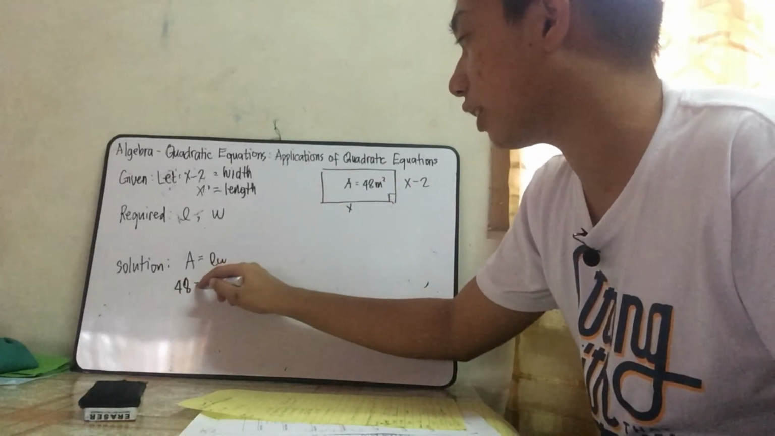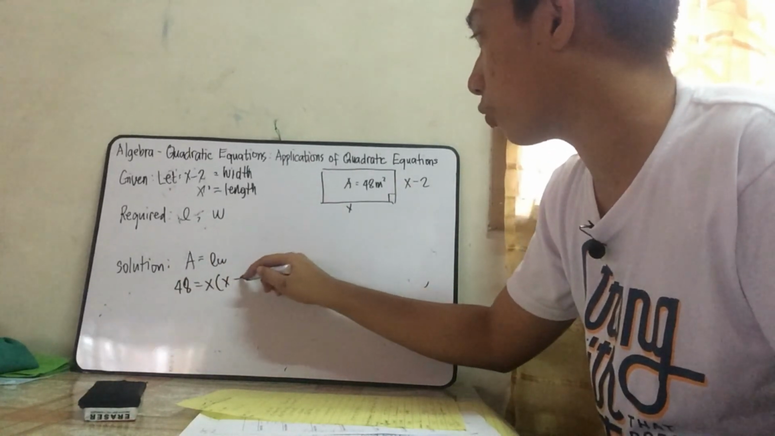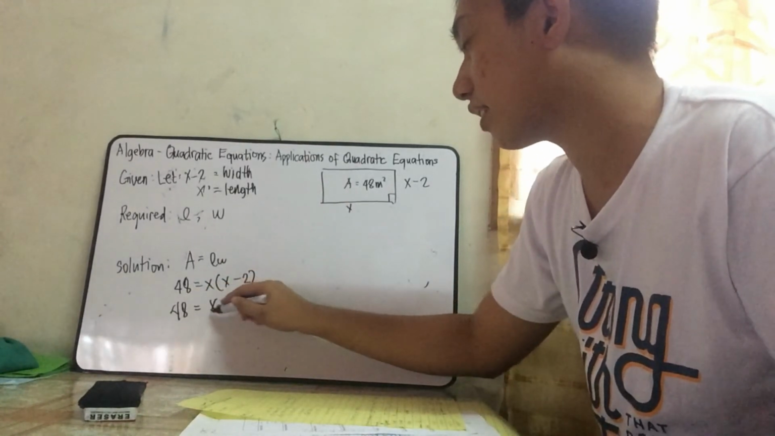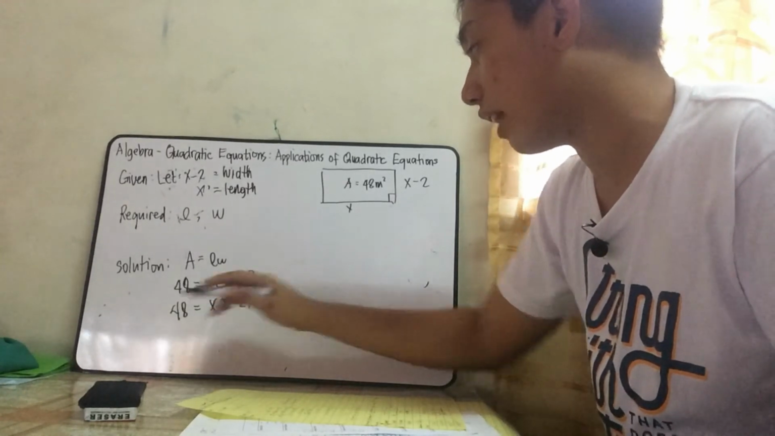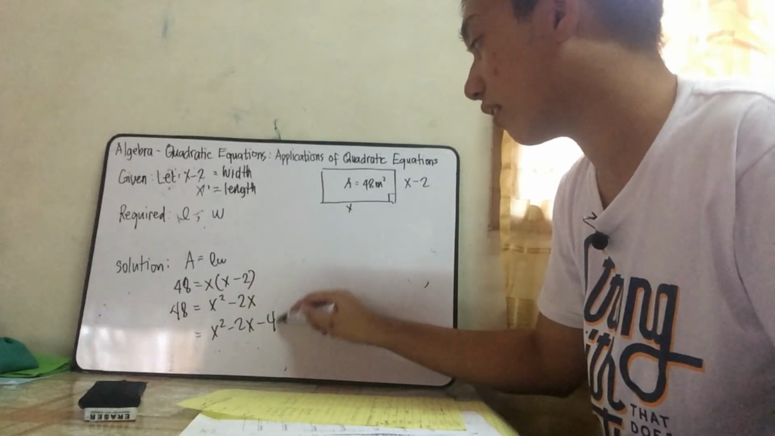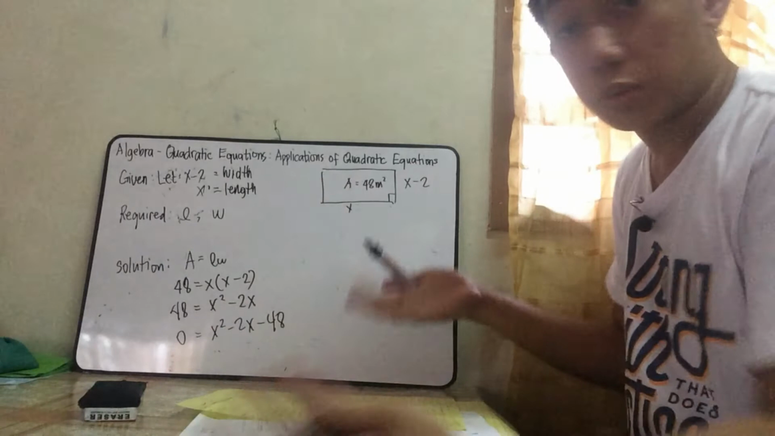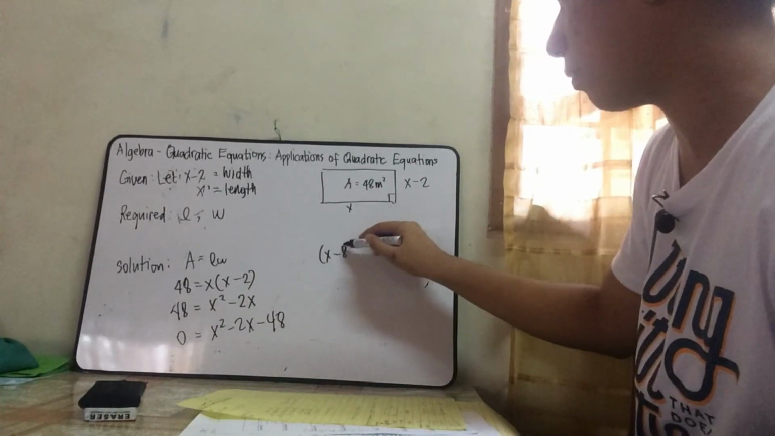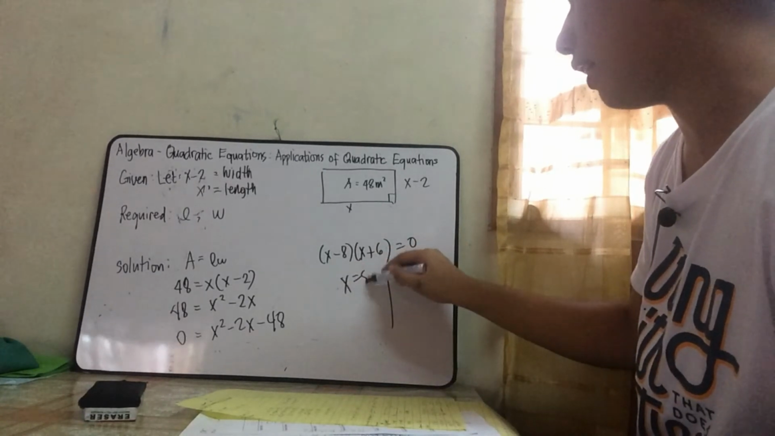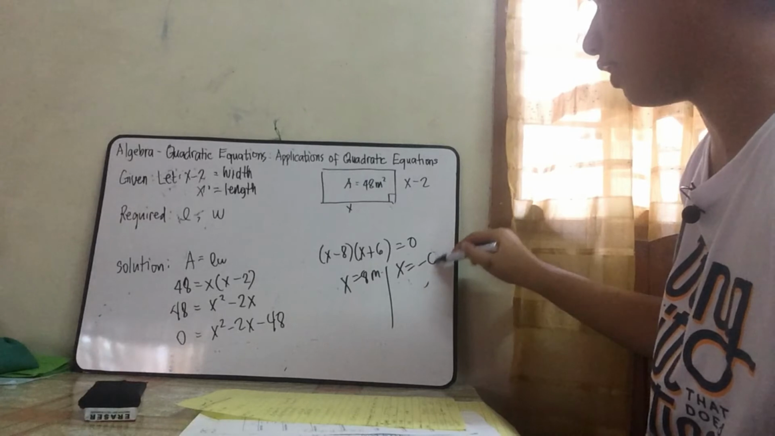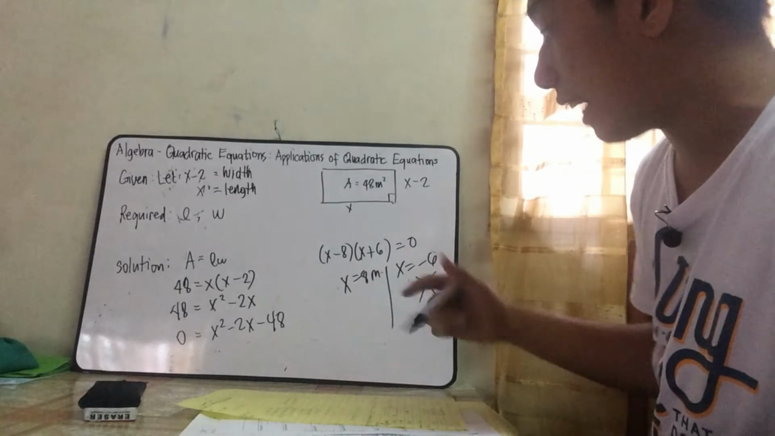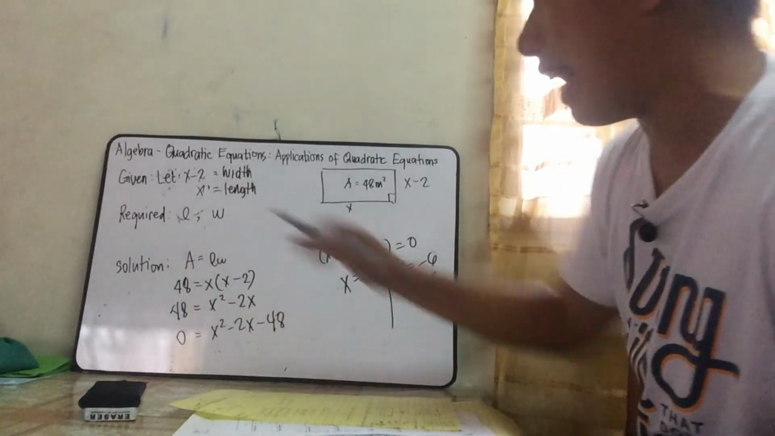So, if length times width, we will just substitute or plug in the numbers. So, this becomes 48 is equal to x times x minus 2. Solving, this becomes 48 is equal to x squared minus 2x. Then, we solve x squared minus 2x minus 48 is equal to 0. Then factoring, this becomes x minus 8 and x plus 6 is equal to 0. Then x is equal to 8 meters and x is equal to negative 6. So this is extraneous kasi negative; this denotes the distance.